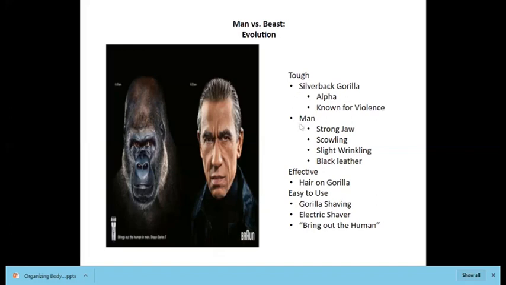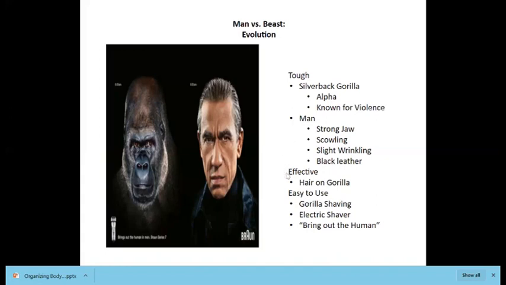And that is in relation to our man because he has a strong jaw and he's scowling and he has this slight wrinkling that indicates age and wisdom, and he's wearing a black leather jacket that also carries with it its own set of baggage about the kind of image we have of someone who's wearing black leather. So very tough, very strong, very serious.